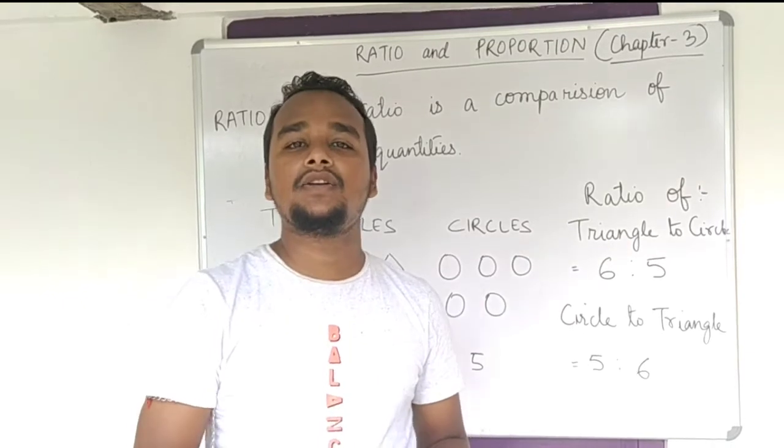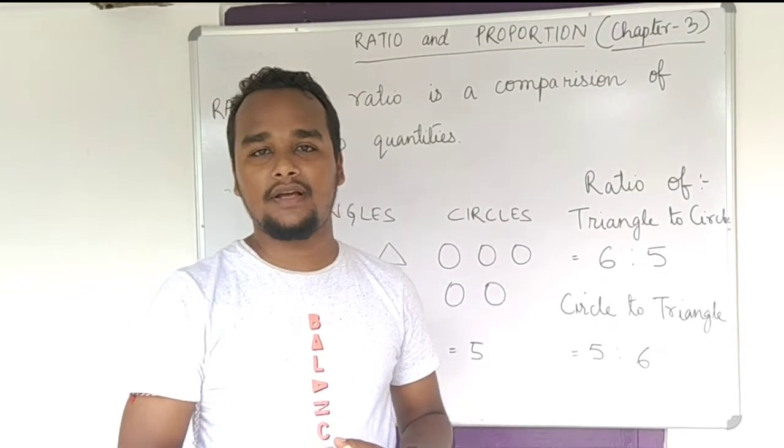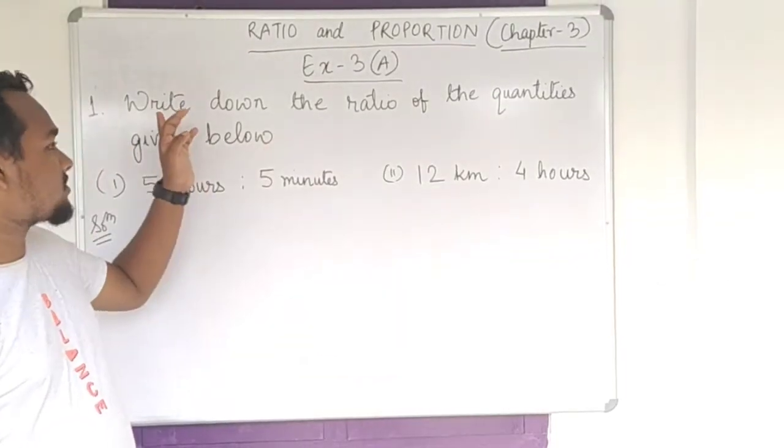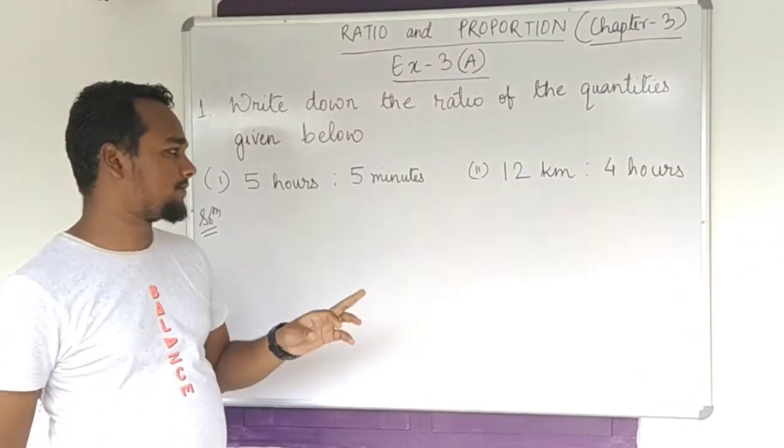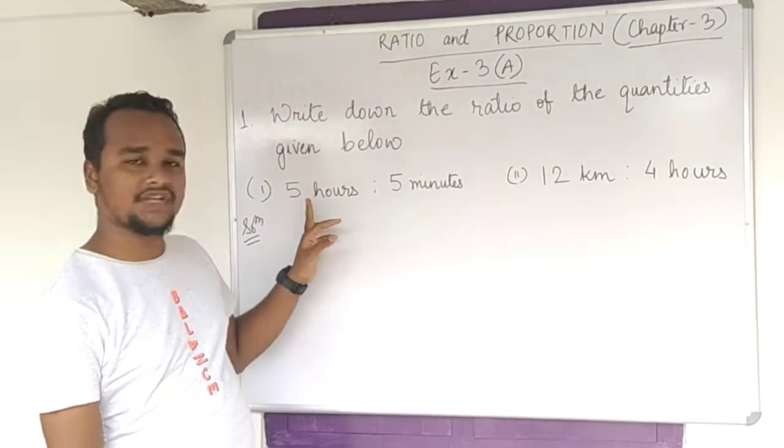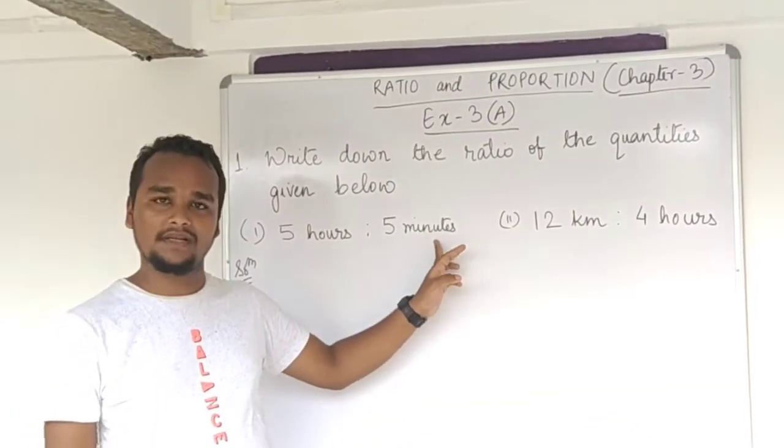Okay, so let us start solving exercise 3.8. So the first question is, write down the ratio of the quantities given below. So we'll start with this question. The first question is 5 hours, 5 minutes.